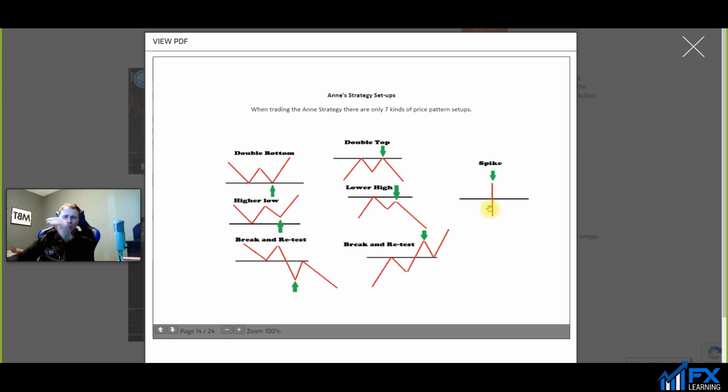Now these 7 setups are basically based off price action. So we've got a double bottom, a double top, higher low, lower high, a break and retest to the downside, a break and retest to the upside, and also a random spike in the market. Each one of these 7 setups has its own take profit and stop loss. Like for instance, the spike, I know I can get more pips out of these setups than I would trading a setup against the trend.